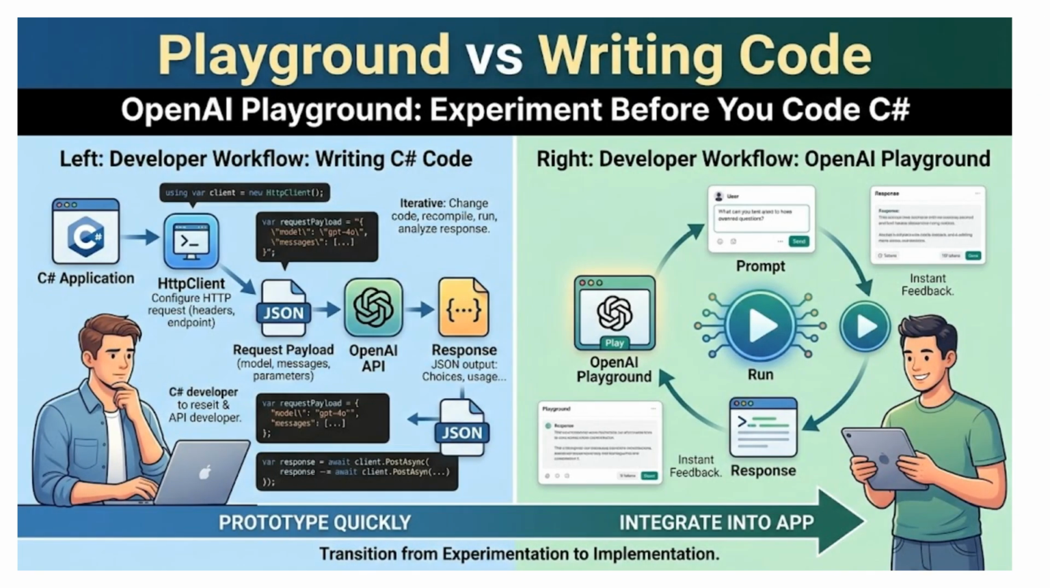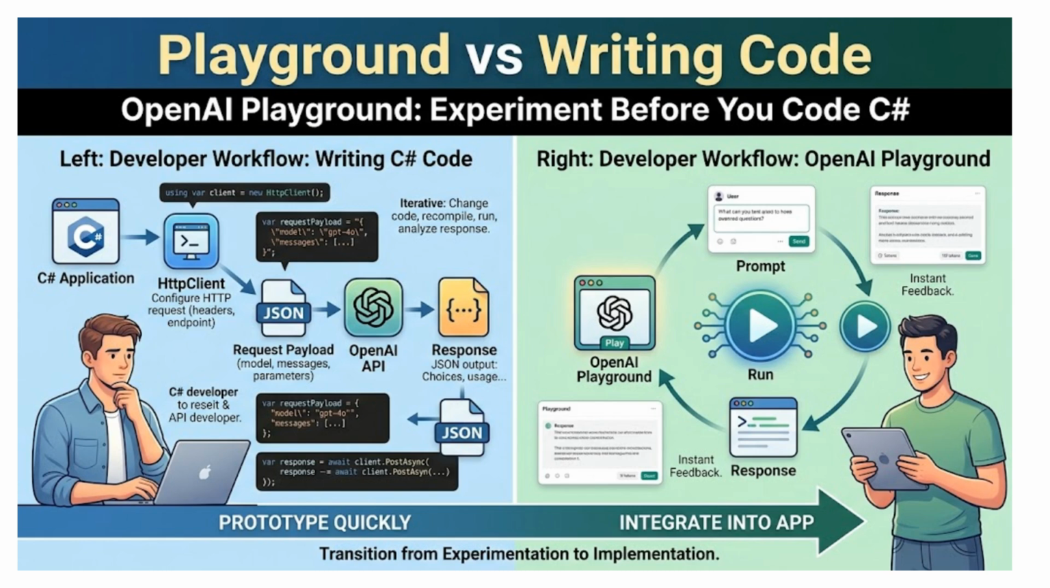There are two ways we can begin working with the OpenAI API. We could start by writing C# code. That means creating an application, configuring HTTP client, building the JSON request, calling the API, and processing the response. But when we're still experimenting, this can take unnecessary time.